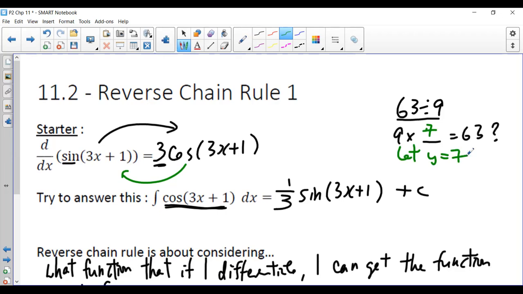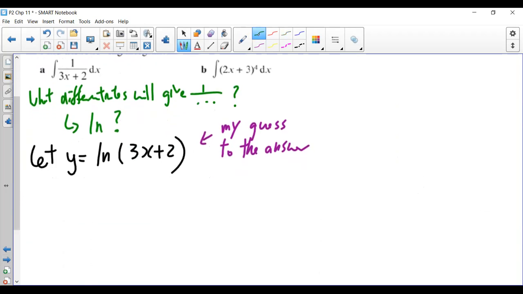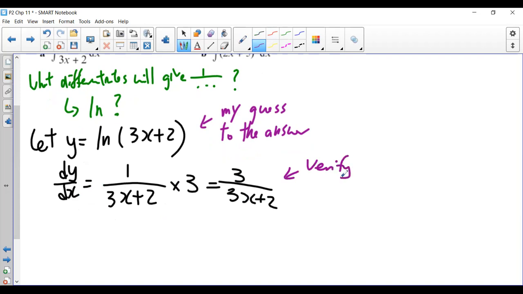That's my guess. Now, when you guess something, you have to verify it. So how do I verify it? Verify by differentiating. So let me try to differentiate. dy by dx, differentiate using chain rule. Differentiate ln is 1 over 3x plus 2. Hence the importance of knowing how to do the chain rule shortcut in a very short time, because chain rule is something you have to rely on so often. So differentiate ln is 1 over. Differentiate inside is 3. So that's 3 over 3x plus 2. So this step is to verify my guess.